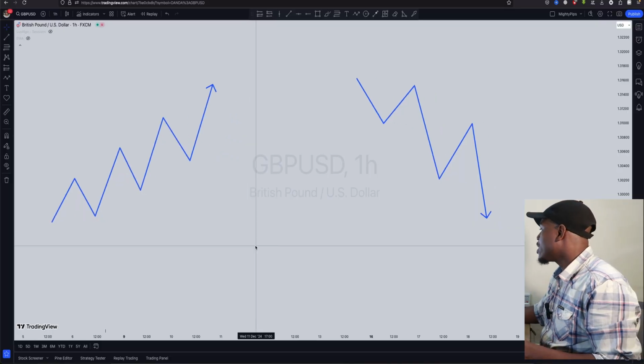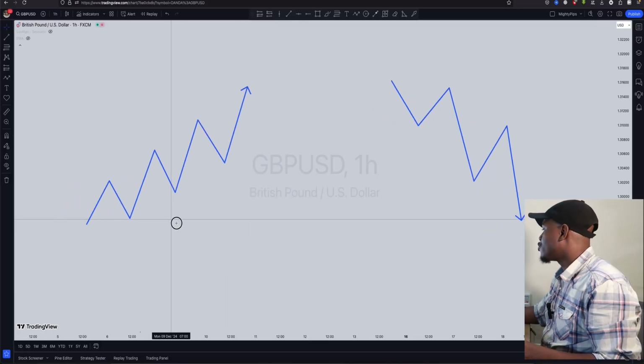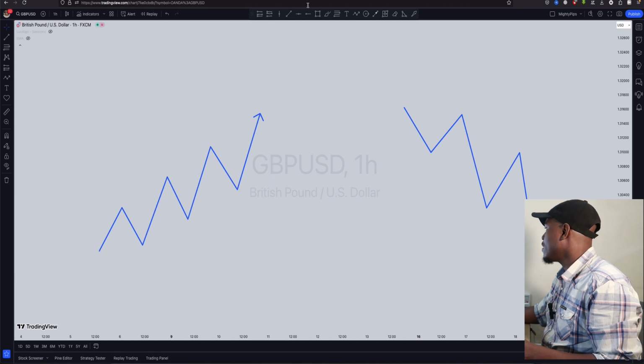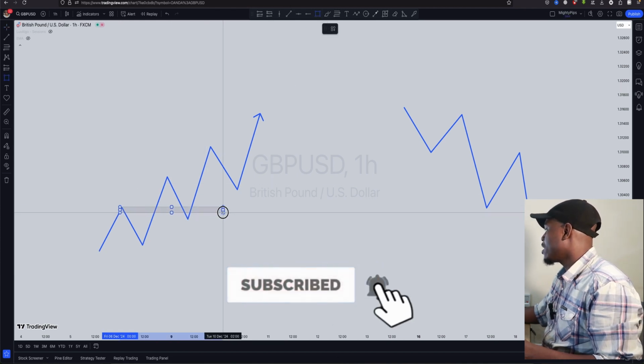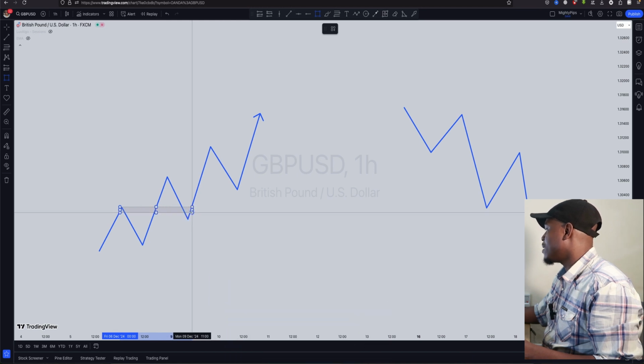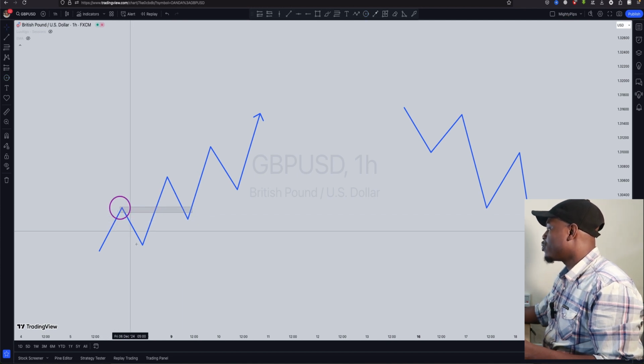So whenever you see the market trending to the upside like this, you want to mark the high. If it is creating an uptrend, mark the high like this area right here, and project it forward. The market usually will pull down from the high and go and break it.